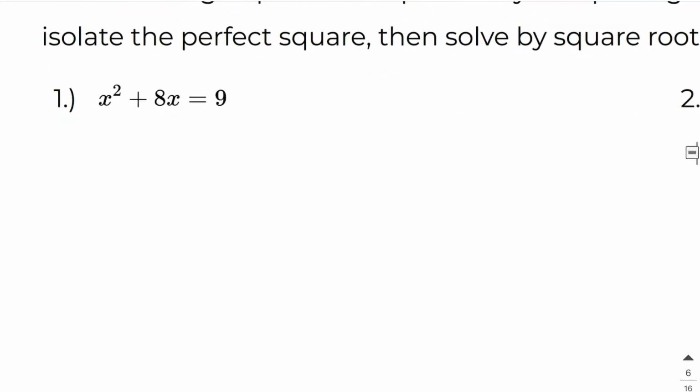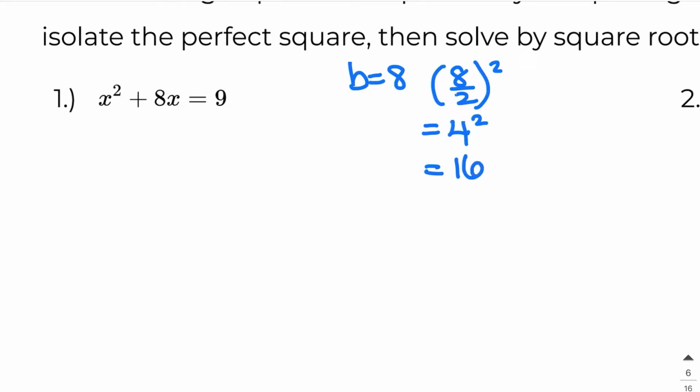So in our first example right here, it says x squared plus 8x equals 9. For starters, we have to make sure that the x squared and the x term are on the same side. We also have to make sure that the leading coefficient in front of that x squared is a positive one, which it is. So this is nice. I don't have to do that whole thing where we were factoring stuff out before. So here we know our b value is 8. So I'm going to take 8, divide it by 2 and square it. So 8 divided by 2 is 4, and 4 squared is 16.